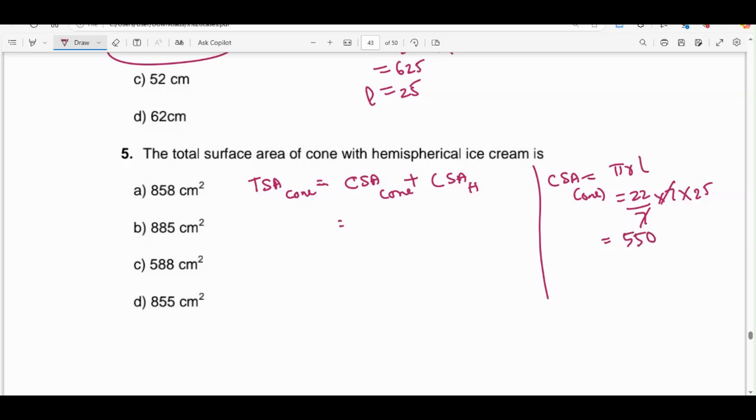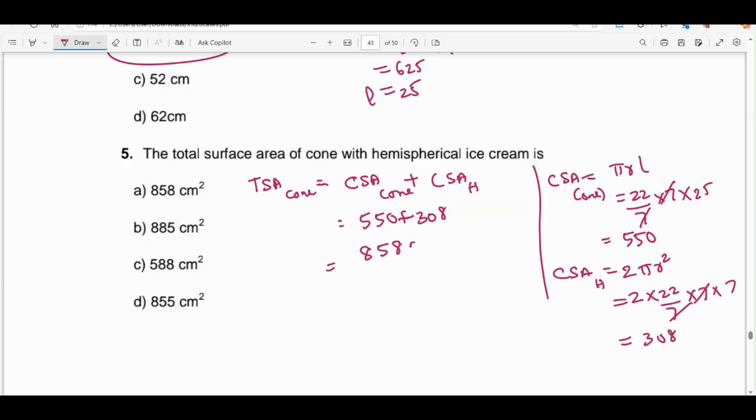Then you have curved surface area of a hemisphere, formula 2 pi r square. We have already found that. You can write 22 by 7 into r is 7 into 7. So that is nothing but 308. So now it is 550 plus 308. If you add both, you get 858 centimeter square. So that is your option A.